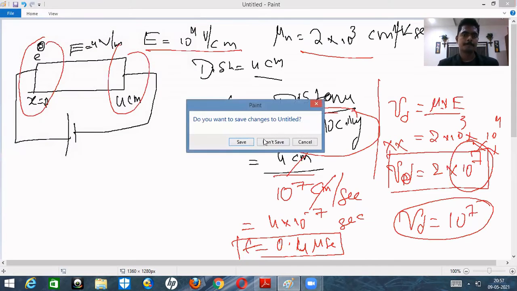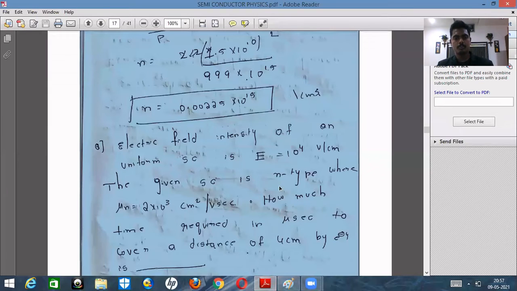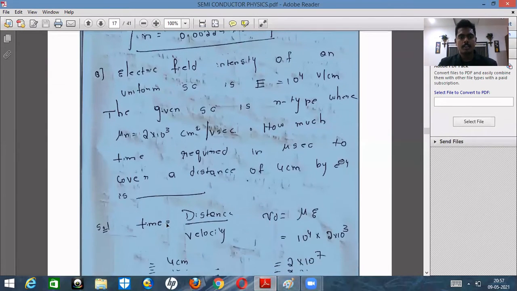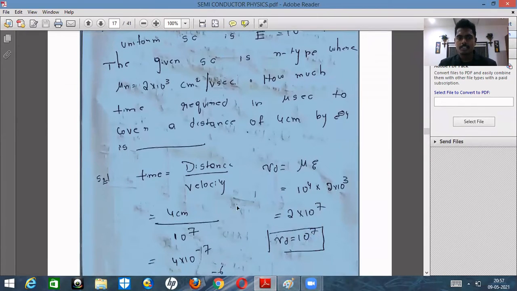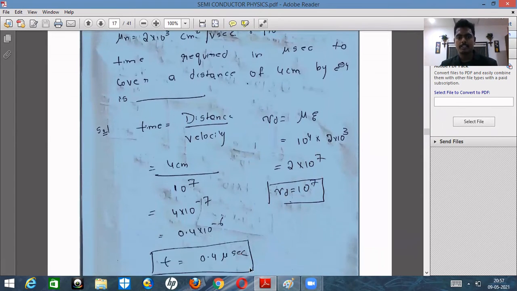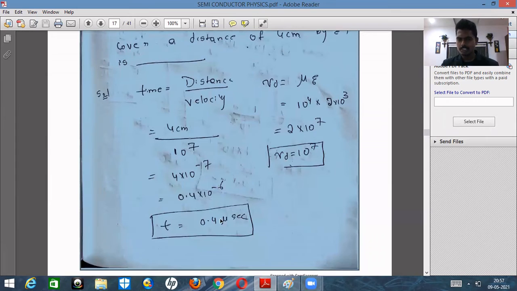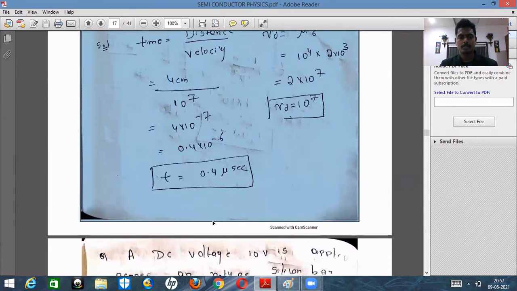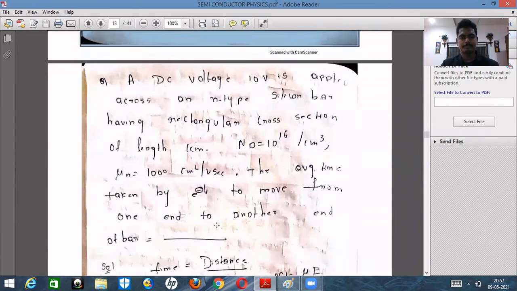Okay, we will move on to the next problem. Time is equal to distance upon velocity. The velocity is the drift velocity, which is equal to mobility and electric field intensity. If we calculate that, the drift velocity is 2 into 10 power minus 2 into 10 power 7, but we should not take this one, because the maximum velocity is 10 power 7. So if you make these substitutions, you will get 0.4 microseconds. So let's move on to the next problem.